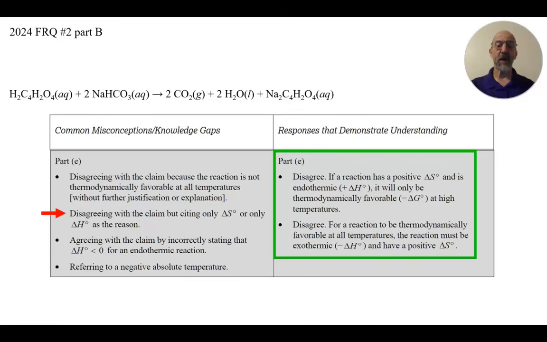Disagreeing with the claim, but only talking about delta S or only talking about delta H, you have to talk about both. Agreeing with the claim by incorrectly stating that delta H is negative, but that is not true for an endothermic reaction. And then finally, making an incorrect claim about a negative absolute temperature.